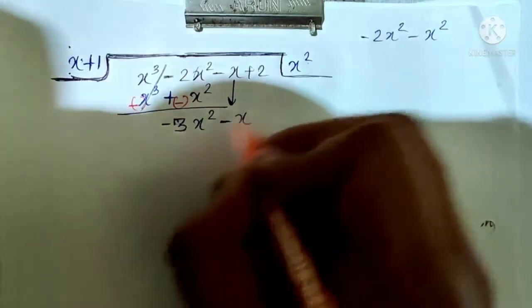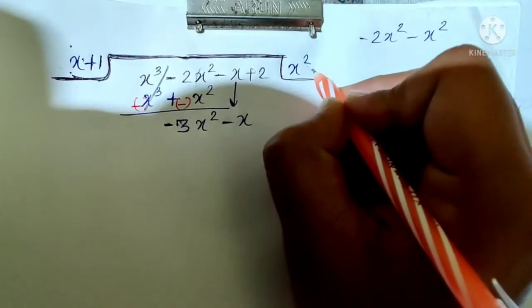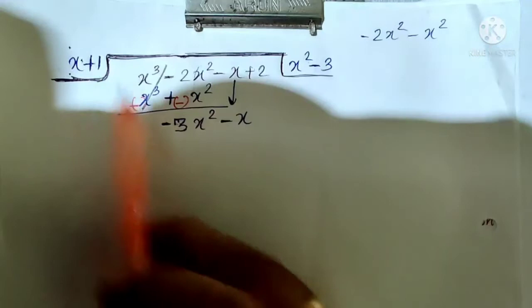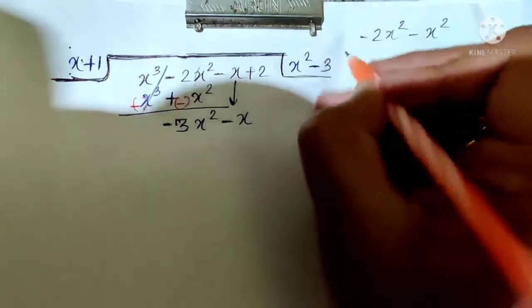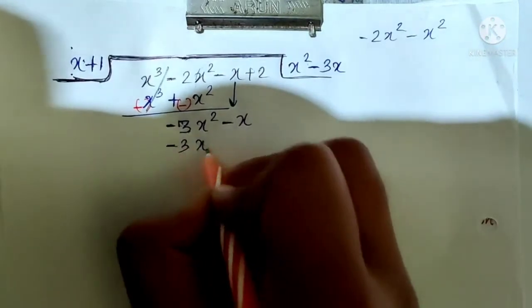So I should multiply by 3. But what sign? I need minus. So I have to write minus here only. Minus 3. Okay. Minus 3 into x, minus 3x will come. But I need x square. So I have to multiply by 1x also. So now it becomes minus 3x square.